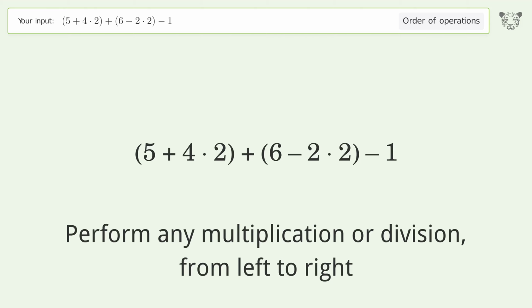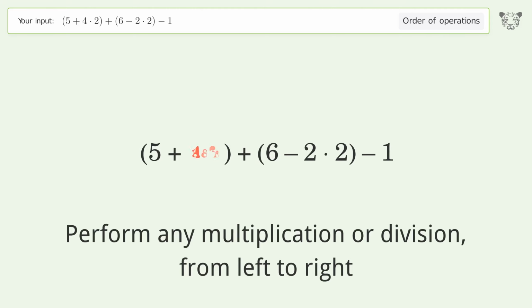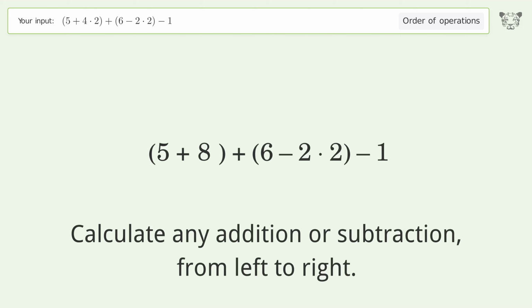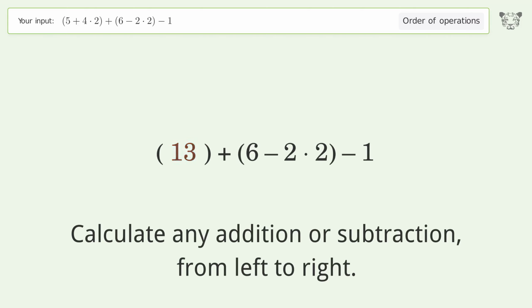Perform any multiplication or division, from left to right. 4 times 2 equals 8. Calculate any addition or subtraction, from left to right. 5 plus 8 equals 13.